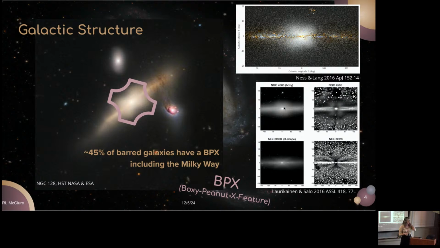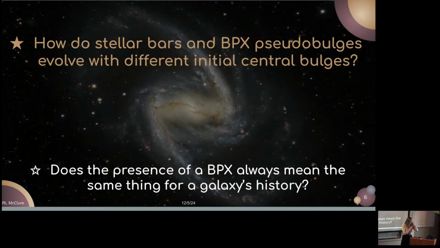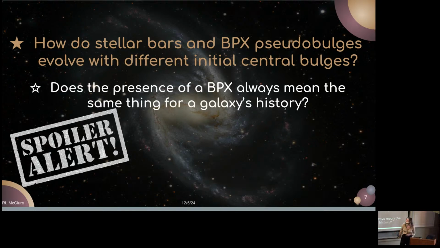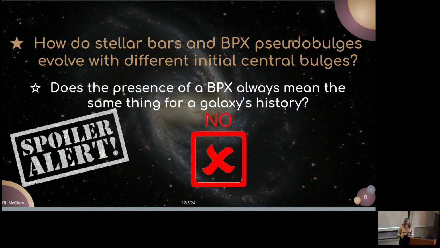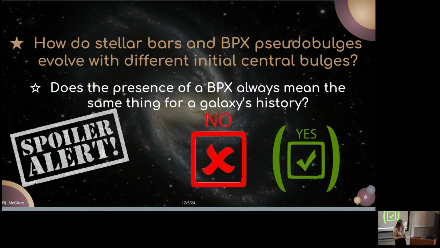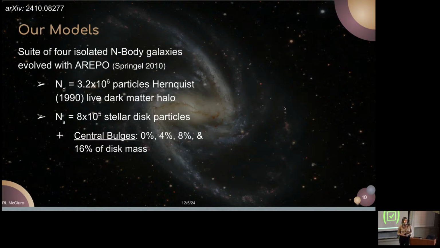Understanding how stellar bars and BPX pseudobulges evolve with different initial central bulges is of interest. But the question that I tackle in this paper is more along the lines of: does the presence of a BPX always mean the same thing for a galaxy's history? And spoiler alert, no, it doesn't always mean the same thing, but also sometimes yes, in an important way. And so that's what we're going to talk about.